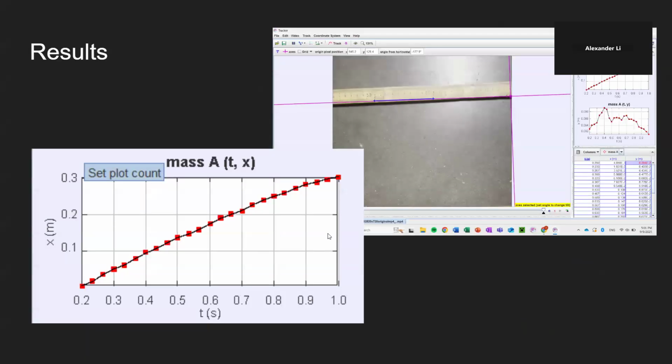So here are the results. As you can see, I got a relatively straight line, which means the marker was moving at constant velocity. And this is my ruler with the scale.